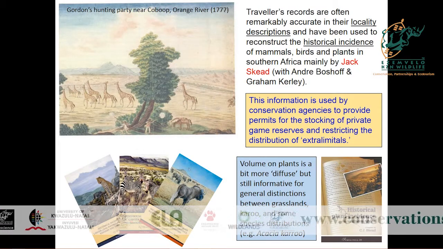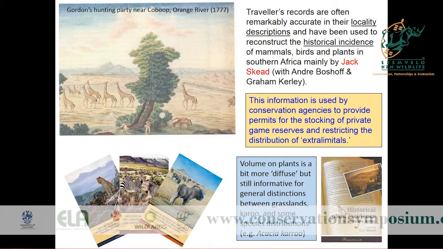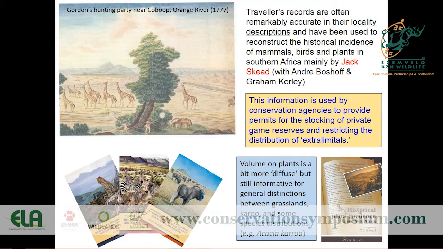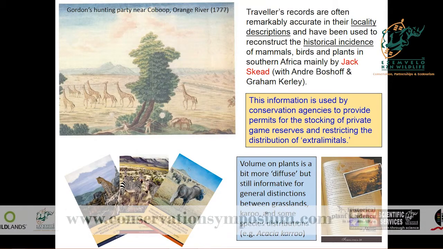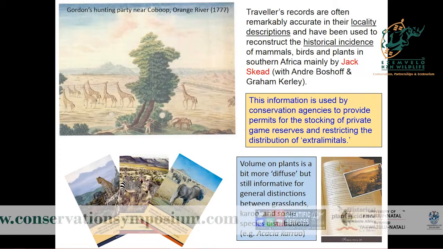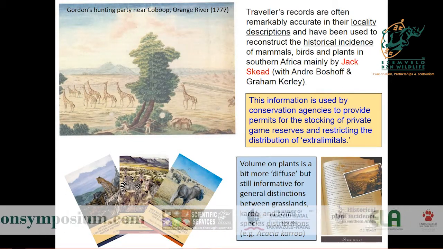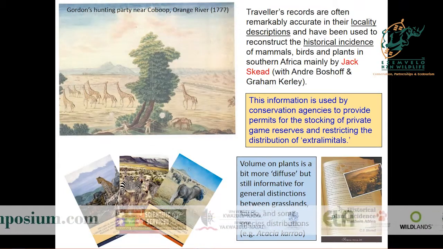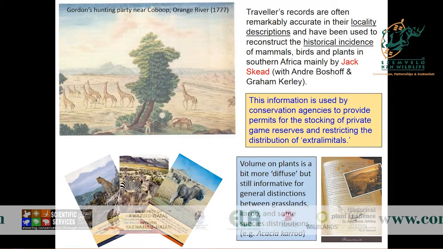Jack also produced a rough text that's been turned into this Strelitzia volume from SANBI, called The Historical Plant Incidence of Southern Africa. It's a bit more diffuse, not quite so accurate because there are so many more plants than animals, but you can still use it to differentiate the basics between grasslands and Karoo and some of the species distributions, like Acacia karroo. Still very useful.